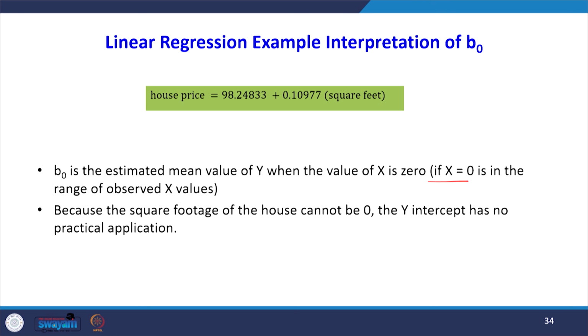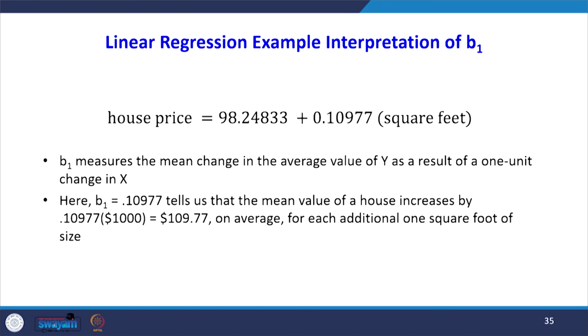So, the y-intercept sometimes we cannot interpret, because in this context, when you substitute x equals 0, that means there are no square feet, and we are getting the price as 98.24, but how is it possible? If there are no square feet at all, how can a house price be 98.24? So, there is no meaning in interpreting the y-intercept.